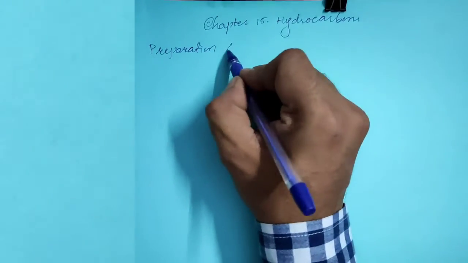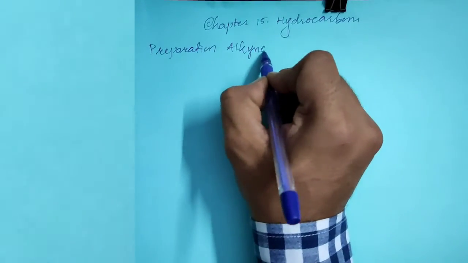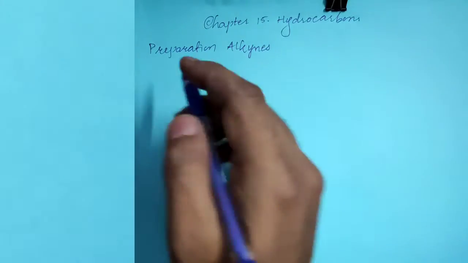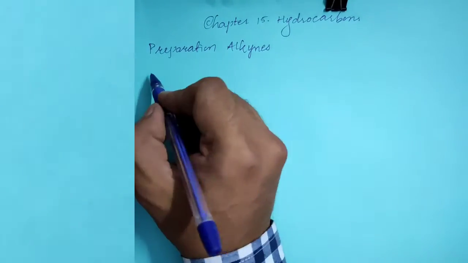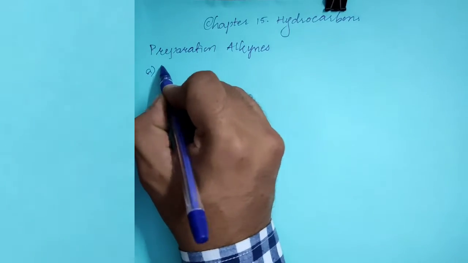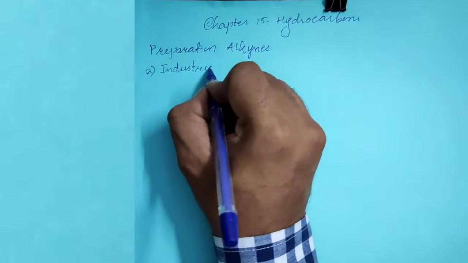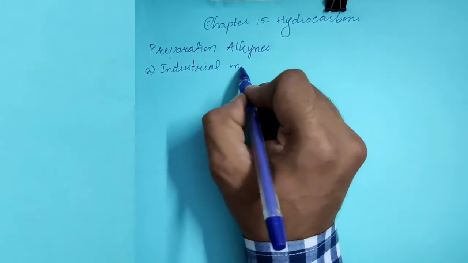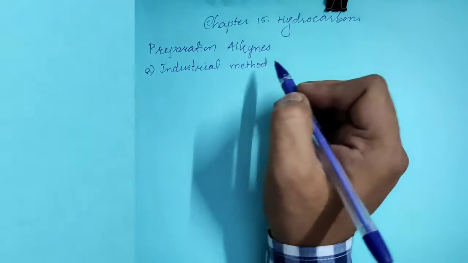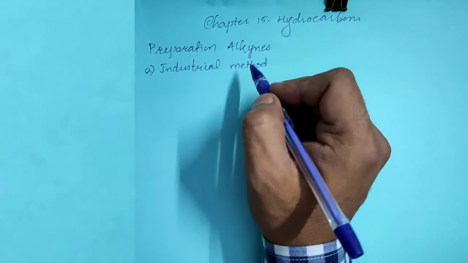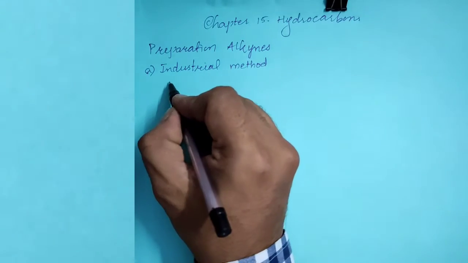of alkynes. We have the industrial method and the laboratory method. So we have two methods for the preparation of alkynes. The first one is the industrial method. In the industrial method, ethyne is industrially prepared by the controlled high temperature reaction. It is a very important reaction. Controlled high temperature method.